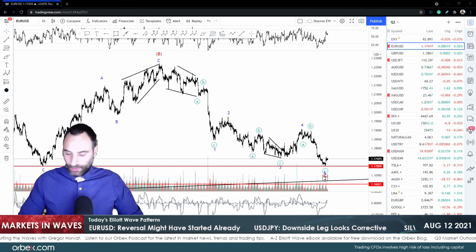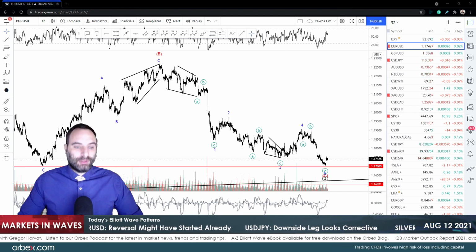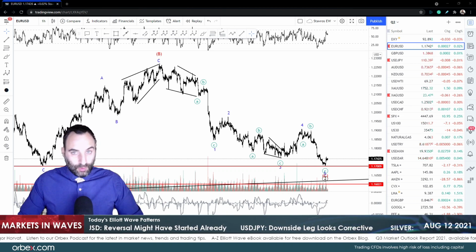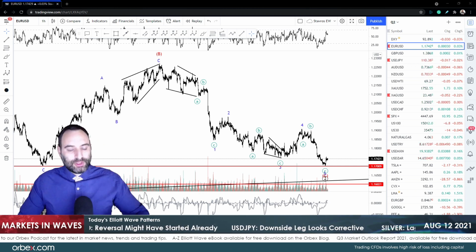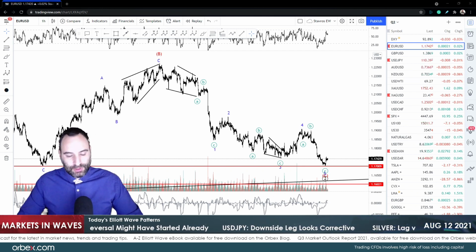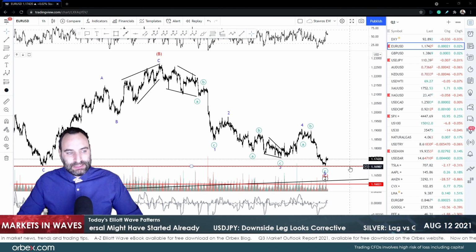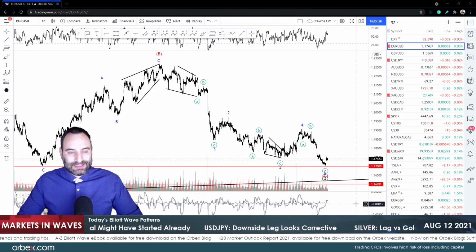It's August 12th today, Thursday, and we'll have an interesting session because it looks like we might have turned on euro dollar. We were talking about the potential reversal the other day because we are still considering this main scenario as being a flat. So we talked about the 117, which is pretty much where wave A is, and we also talked about the 116.